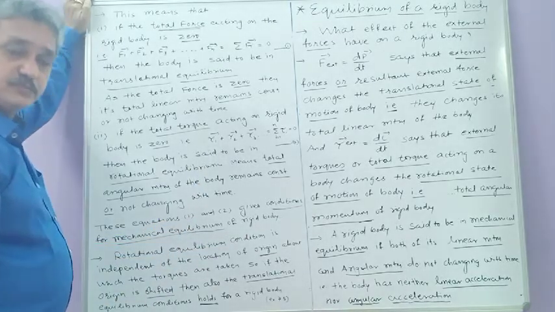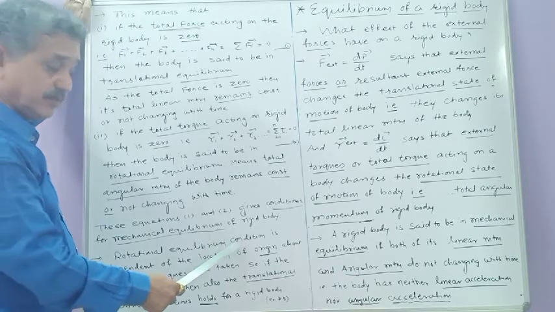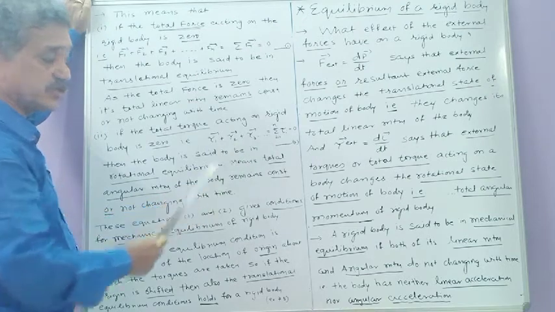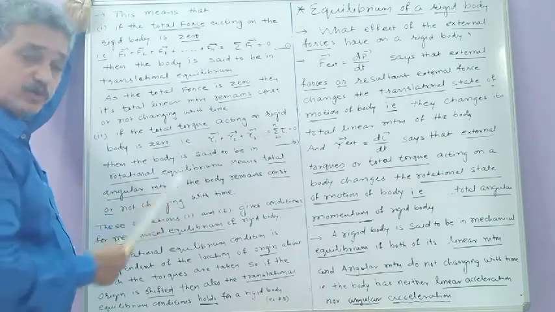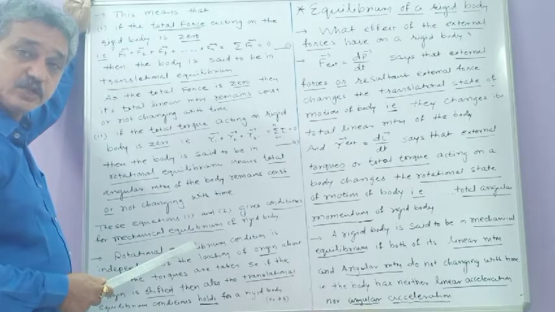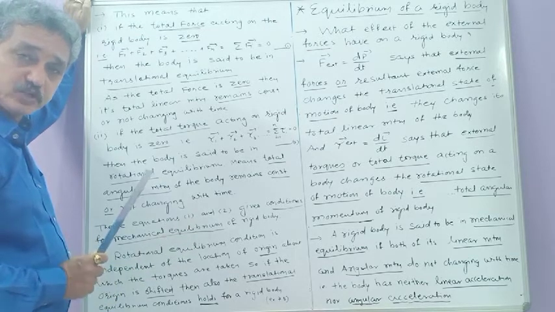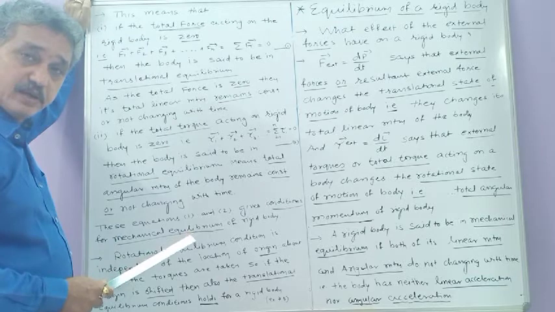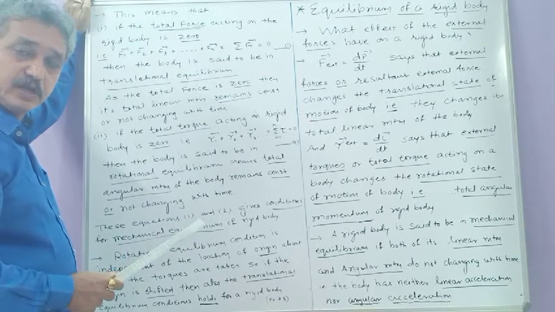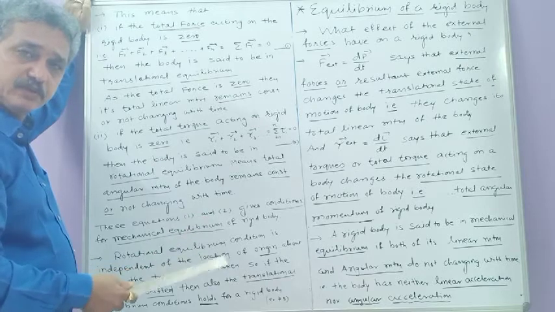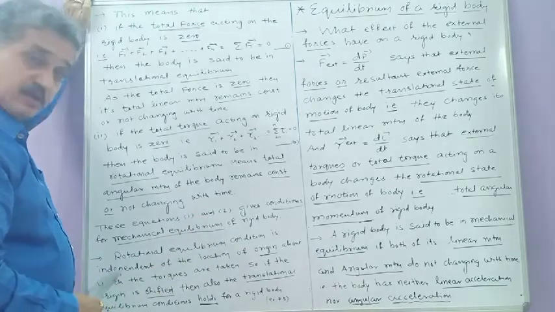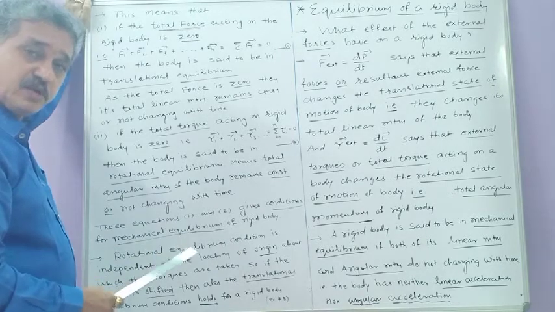Now, for rotational equilibrium, the resultant external torque acting on the body should be 0. We know that torque is the cross product of vector r and F, where vector r is the position vector with respect to some reference point. So we remember here, if the reference point is shifting, then the rotational equilibrium condition does not change.